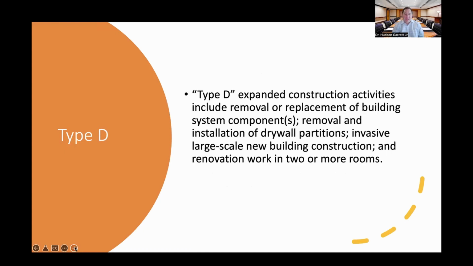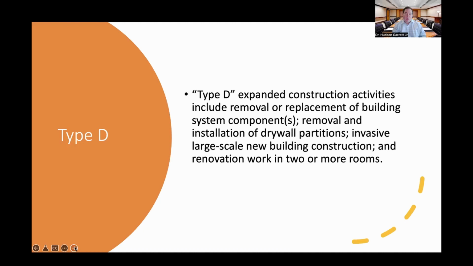And then type D has expanded to include removal or replacement of building system components. So really we're thinking about that large, more new building construction, or if we're going to renovate 2 or more rooms. Again, we'll go through some examples of this in a second. And then from this, we're going to look at the type of activity that's being done, that duration, and the patient care environment to determine our overall risk category.